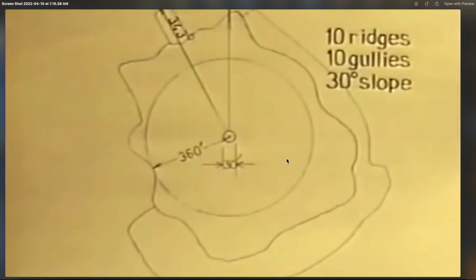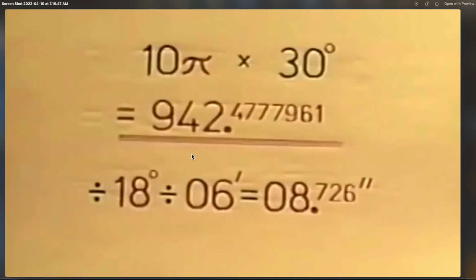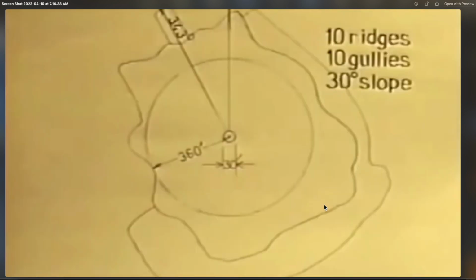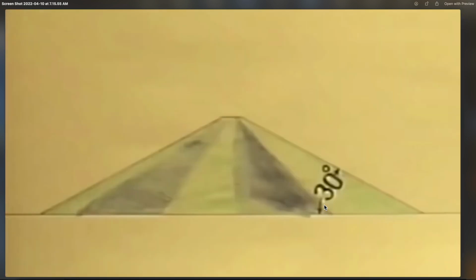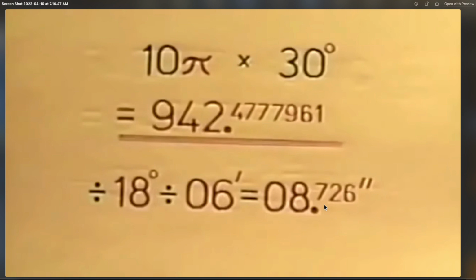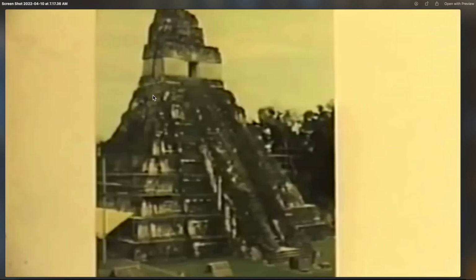10 ridges, 10 gullies, 30-degree slope. So 10 pi times 30 is 942.477. Multiply it, or divide it into its actual position on Earth, and then you get that grid latitude. Bam. I mean, that's just straightforward. We have all the hints: 30-degree slope, 10 gullies, and incorporate pi. That's it, y'all. It's the code.